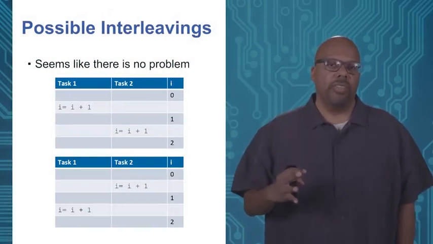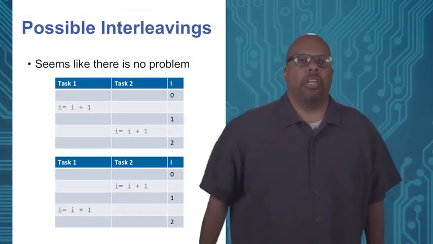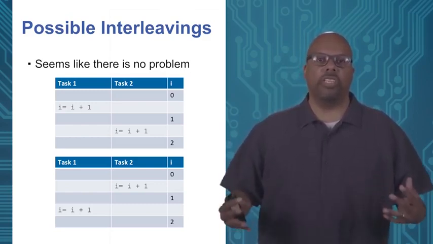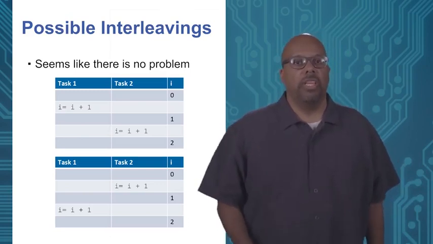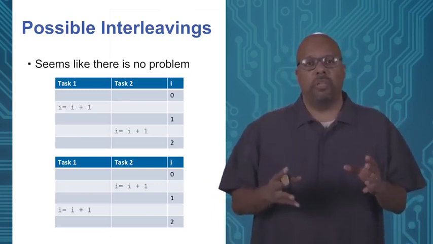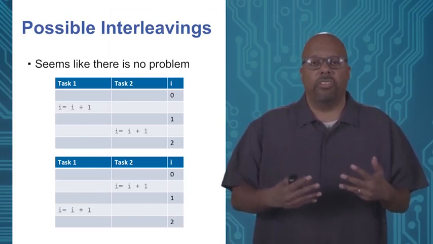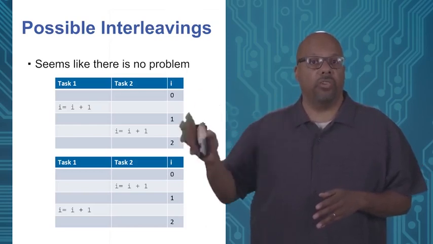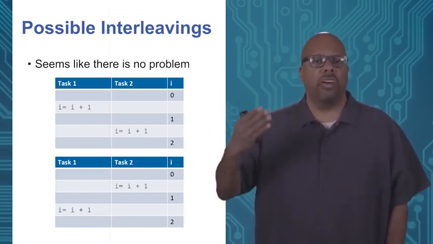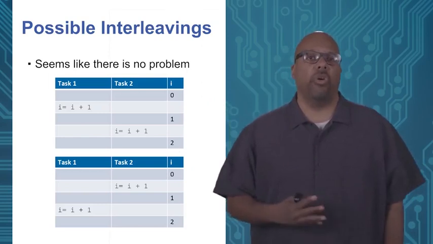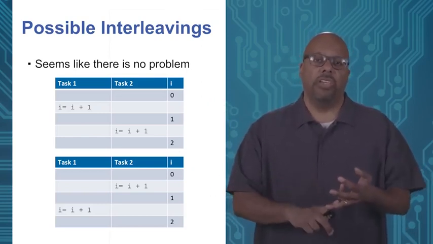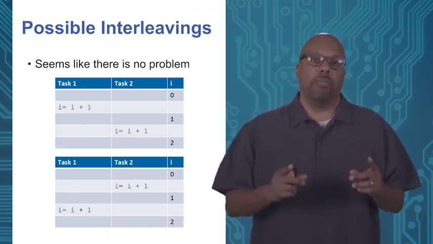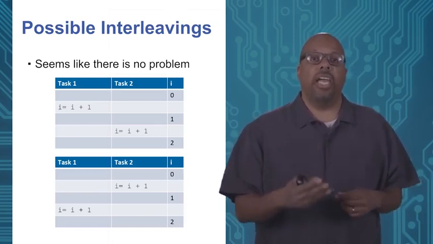Now, at first glance, it would seem like there's no real problem here because there are different interleavings, but the interleavings all look reasonable. They look like they don't cause a problem at a glance. So what I'm showing here is this table. There are 2 tables, 2 different interleavings. Each one of these tables has task 1 on the left, task 2 in the middle, and then on the right is the value of I. I just want to keep track of the value of I as we go through the code. Now notice I'm not showing all of task 1 and task 2. I'm not showing the done calls, because the ordering of the done calls doesn't really matter for this. But I'm showing that there are 2 different orderings for the I equals I plus 1.